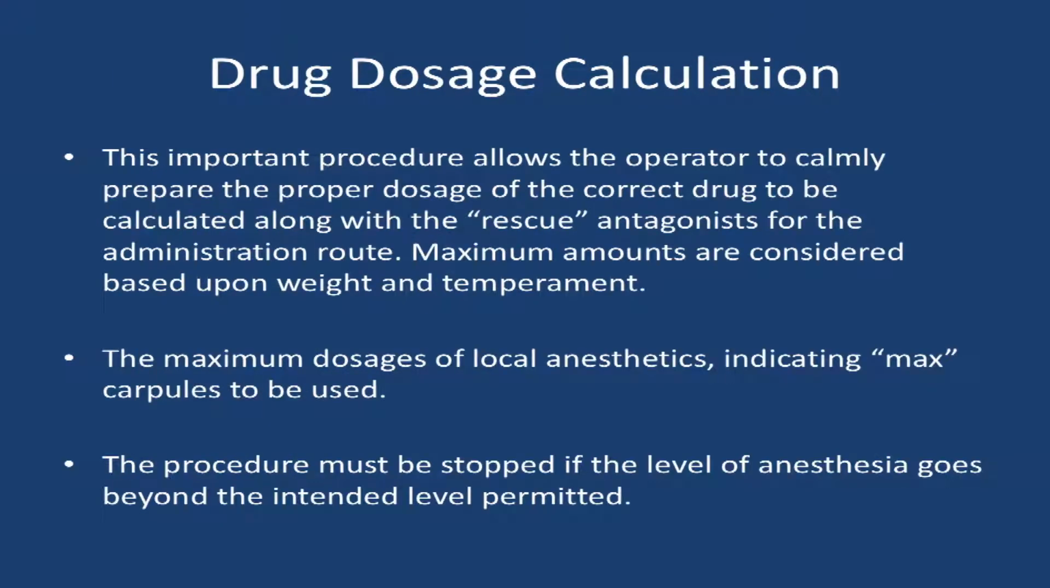Drug dosage calculation. This important procedure allows the operator to calmly prepare the proper dosage of the correct drug to be calculated along with the rescue or antagonist for the administration route. Maximum amounts are considered based upon weight and temperament. The maximum dosage of local anesthetics, indicating the max amount of carpules to be used, needs to be annotated within the sedation record. The procedure must be stopped if the level of anesthesia goes beyond the intended level permitted.